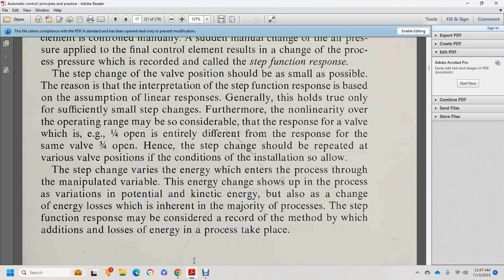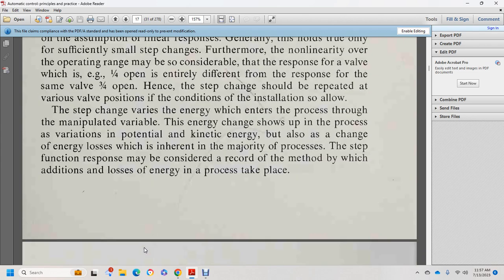A step change in the manipulated variable changes the energy going into the process, and this shows up as a variation in potential or kinetic energy. But the energy change also involves energy loss, which is inherent in the majority of processes. Consider the step function response record as the method by which the additional loss of energy in the process takes place.